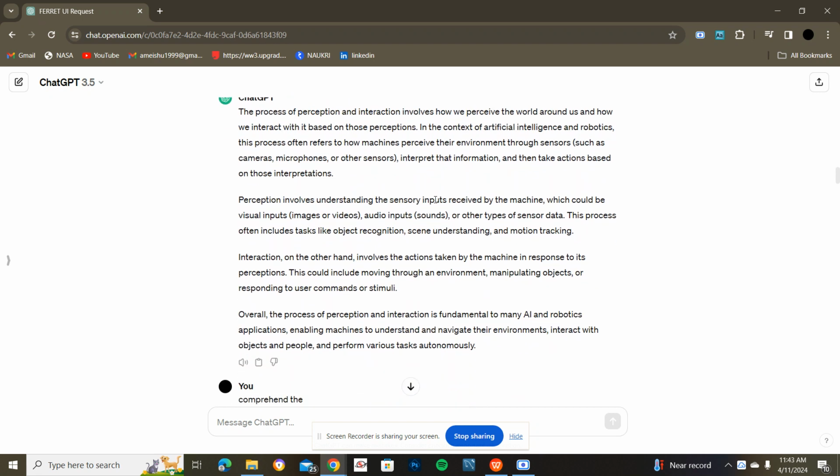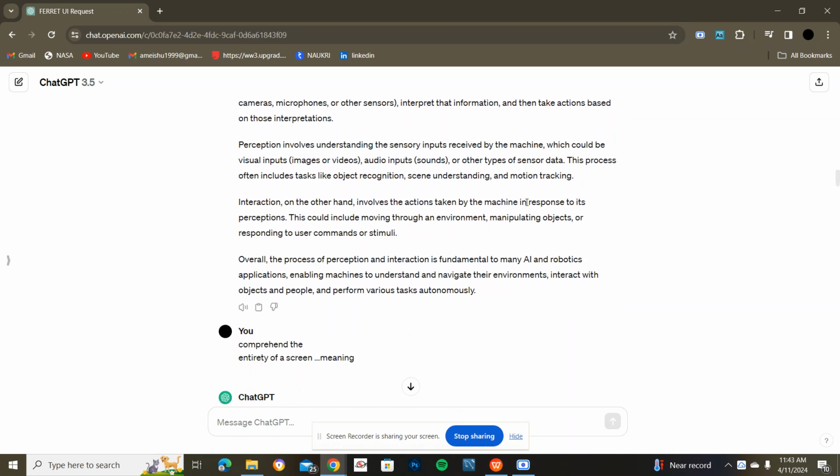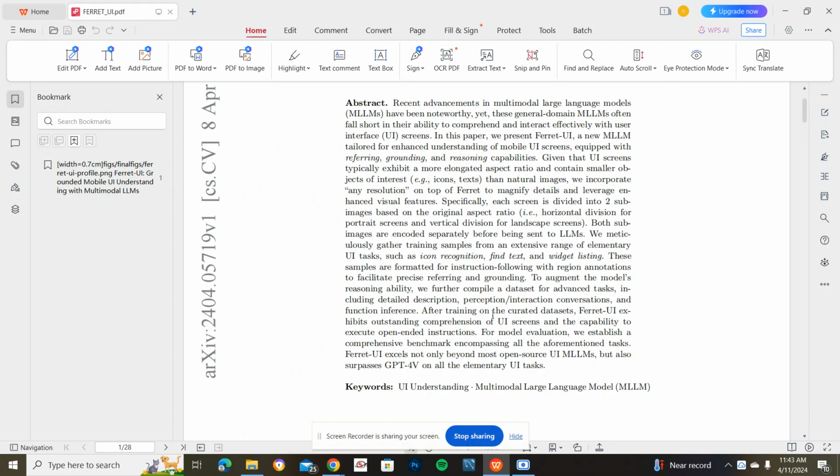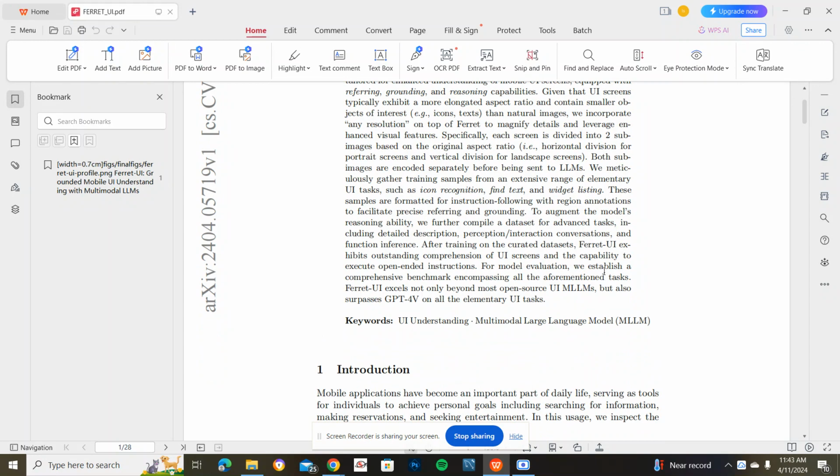Perception involves understanding the sensory inputs received by the machine, which could be visual inputs, like in the context of UI. So if someone types something or says something, then that is perception. But how the underlying user interface or the model actually works, or what kind of output it gives, that is interaction. So let's go to the paper again. This is something interesting, I think. We'll learn about all these things very quickly.